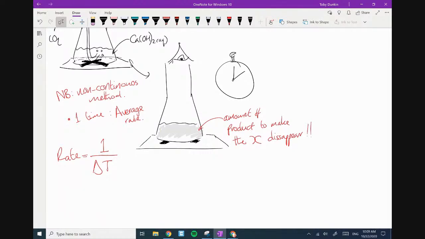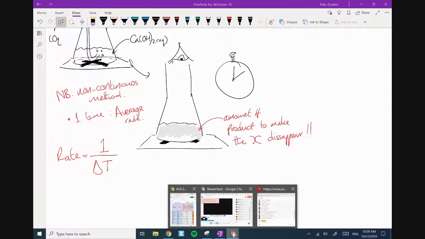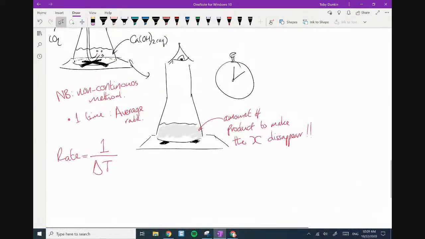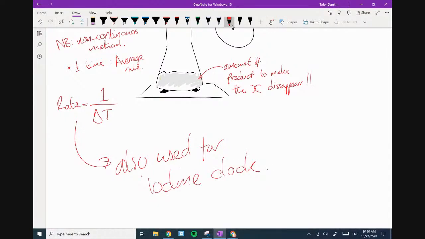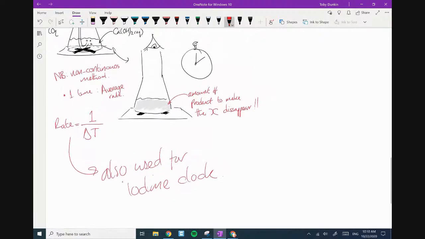Another example is called the iodine clock. I'm tempted to show you that one. Guys, have a look at the iodine clock experiments, and you'll realize that this equation is also used for the iodine clock. Have a watch of the video. It's really cool because it's a sudden color change, which means you can't measure anything. There are no continuous numbers. It's just there, it's not there, which means it becomes 1 over t.